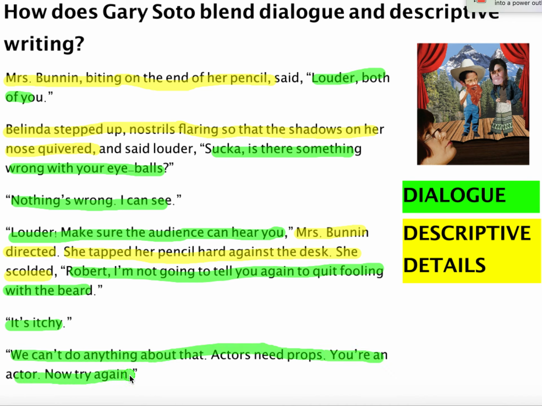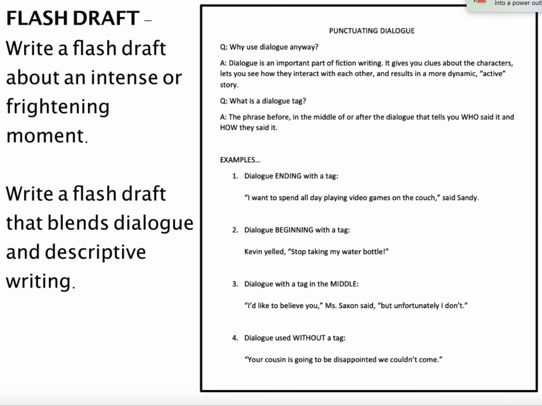What makes this writing so visual, what makes it so that we can really imagine this moment, we can hear this moment, is the fact that Gary Soto blends dialogue and tons of descriptive writing.